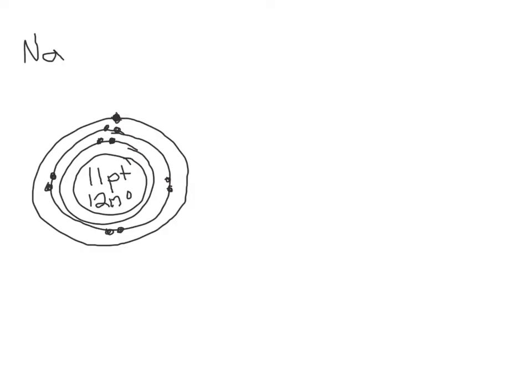This is the Bohr-Rutherford diagram for a sodium atom. The number of protons is equal to the number of electrons. Now the electrons, again, are in these fixed energy shells. The first one can hold 2 electrons, the next one can hold 8, and the next one can hold 8. But in this case, we only needed to accommodate 11 electrons.